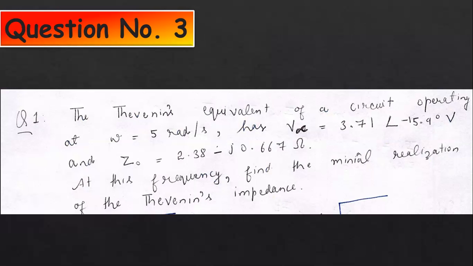Now we move on to the next numerical. In this numerical, a Thevenin equivalent circuit is given, which is having a frequency of 5 radians per second. It has an open circuit voltage of 3.71 at an angle of minus 15.9 degrees, and it has an impedance of Z0 is equal to 2.38 minus j 0.667 ohm. At this frequency we have to find the minimal realization of the Thevenin's impedance. So basically we have to find what the Thevenin impedance is composed of.